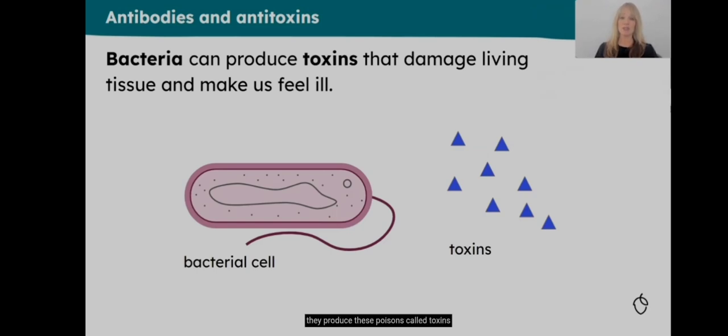Now, bacteria can make us feel poorly because actually what they do is they produce these poisons called toxins, and those toxins can damage living tissue and make us feel poorly. That is different from how viruses, for example, make us feel poorly. Remember that how viruses make us feel poorly is because they invade our cells and then use the cellular processes to replicate themselves. When they burst out of the cell, it kills our cells. Bacteria make us feel poorly for a different reason, and that's because of producing these things called toxins.